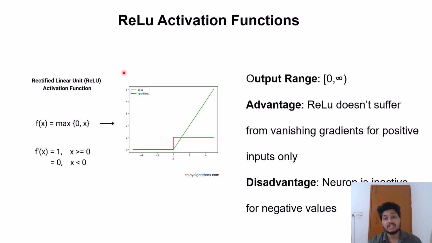So mathematically it is defined as f of x equals max of 0 and x, as we can see in the curve: for positive inputs it is a 45-degree straight line, and for negative inputs it is flat at 0. Okay. So why is ReLU so popular?